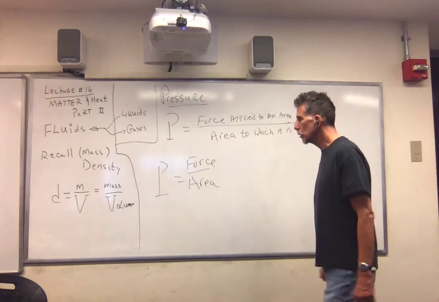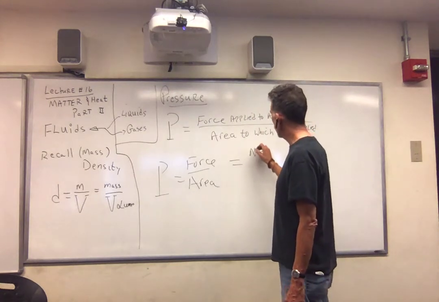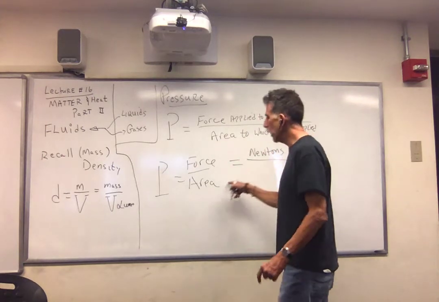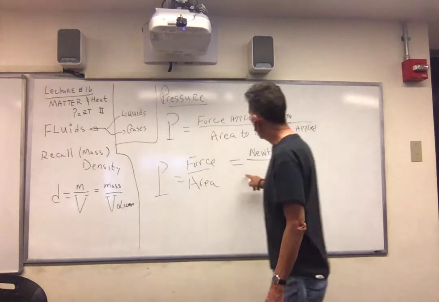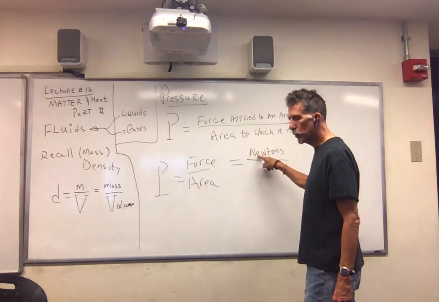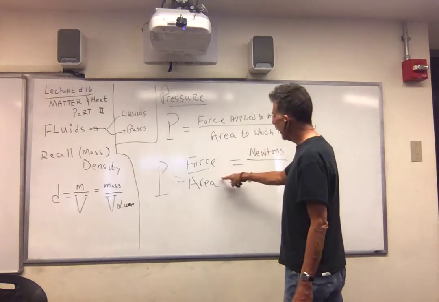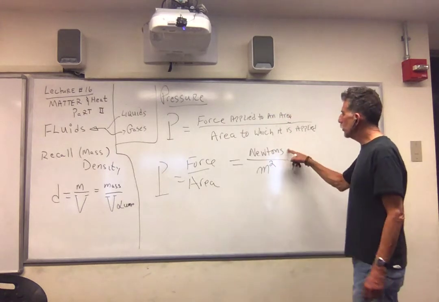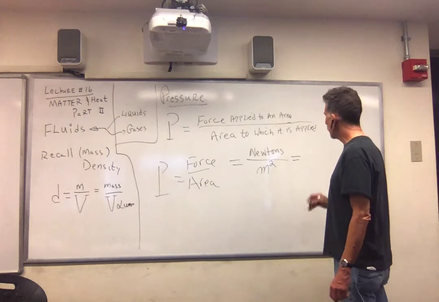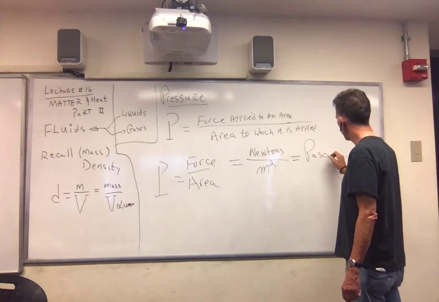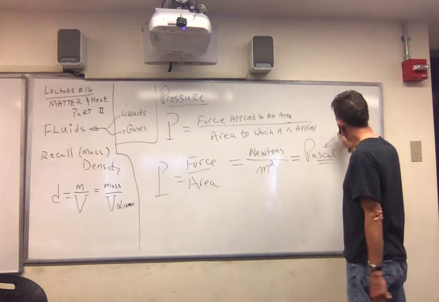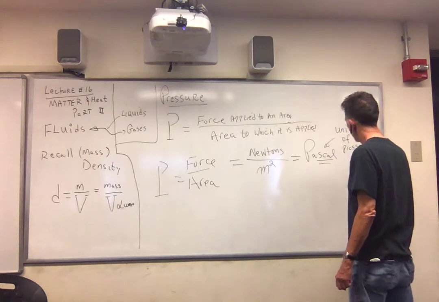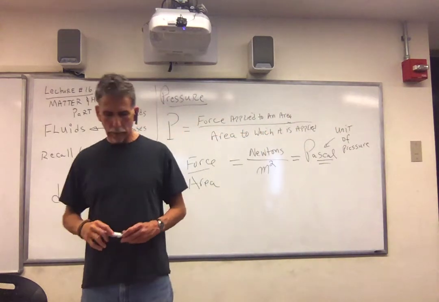Now in our units, force, remember, was newtons, kilogram meters per second squared. Area, length times width, to be consistent with newtons, remember newtons, kilogram meters per second squared, so area is going to have meters squared. Newtons per meter squared has a name. The name of the pressure unit is called a Pascal. So Pascal is a unit of pressure. Okay, that's one unit of pressure.